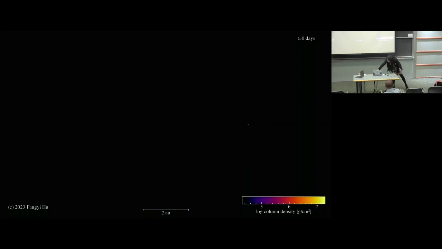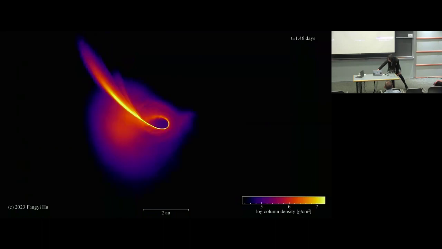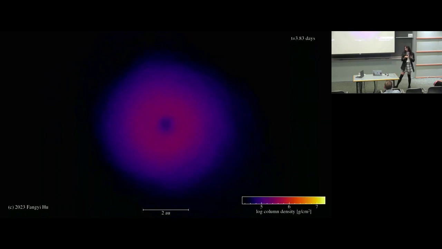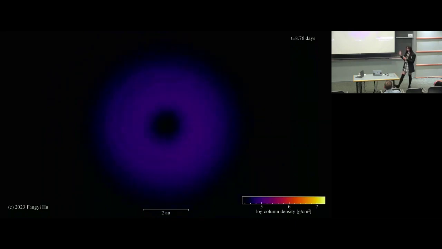As we can see, at the first pericenter passage, we get a normal disruption. On the second, we get stream collision. And then we get a normal disk formation. So everyone agrees with this, and everyone knows about this.